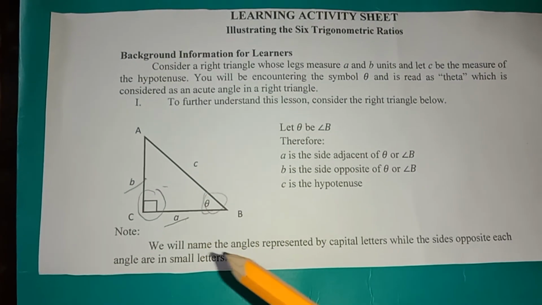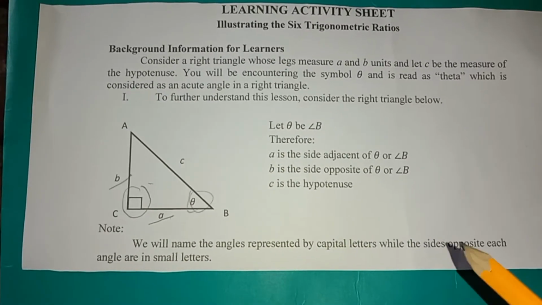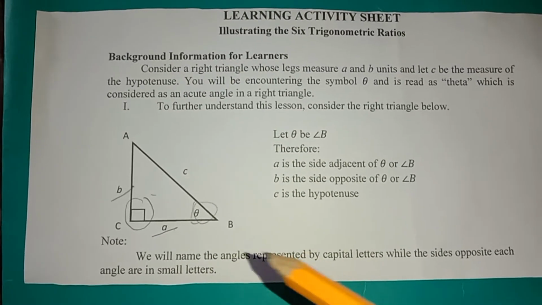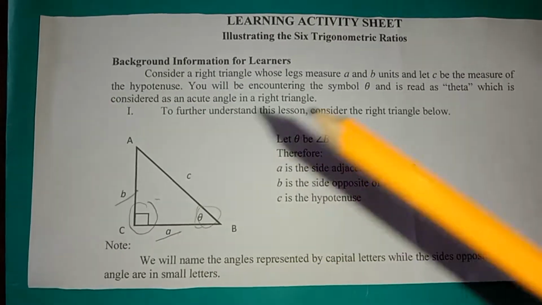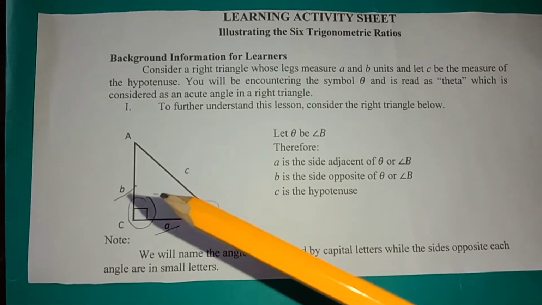If makakita mo ani nga form, okay, it means that is the right angle. Note, we will name the angles represented by capital letters, while the sides opposite each angle are in small letters. So usually ang big letters are the angles, small letters are the sides.